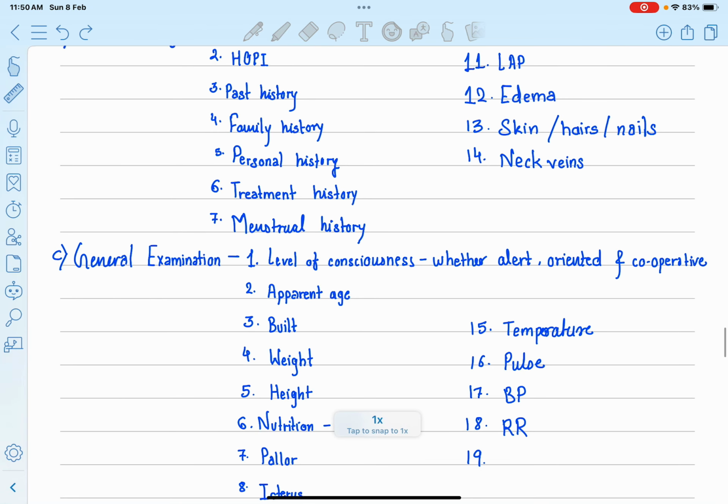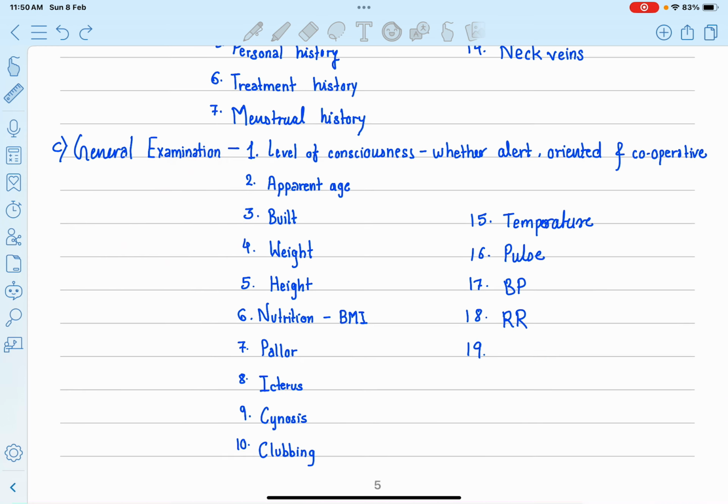Then come to the examination part. The examination part is divided into two parts, general and systemic. In general, first we should write the level of consciousness of the patient, that means whether the patient is alert, oriented, and cooperative, answering your questions properly, or just not interested in answering any question, looking here and there, not alert. So you should mention it here.